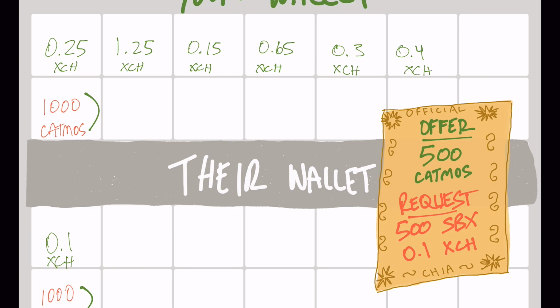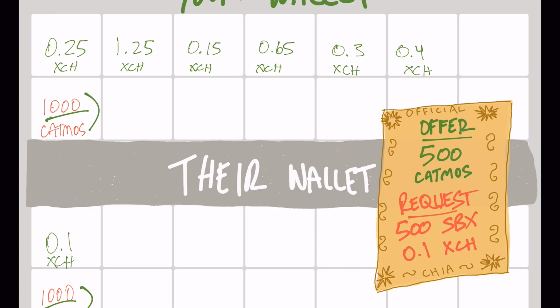my 500 CATMOS. Now, notice again, I've actually got 1,000, and I've got a single coin in my wallet that's worth 1,000. And likewise, in their wallet, they've got a single coin that's worth 1,000 Space Bucks. So we're going to do the same thing here. We're going to have to split things up.